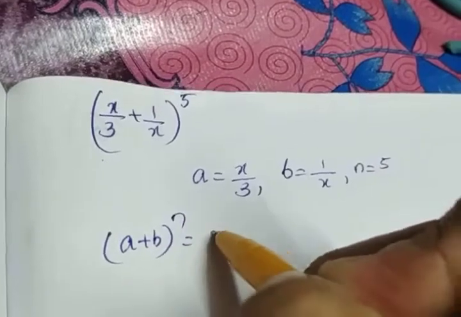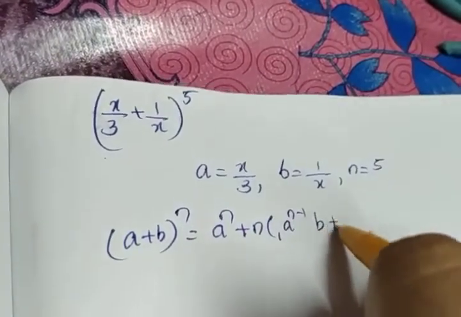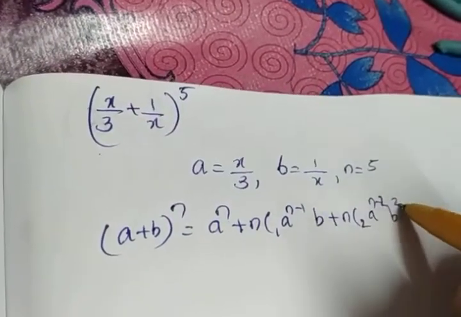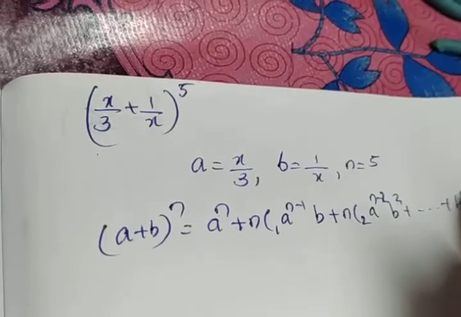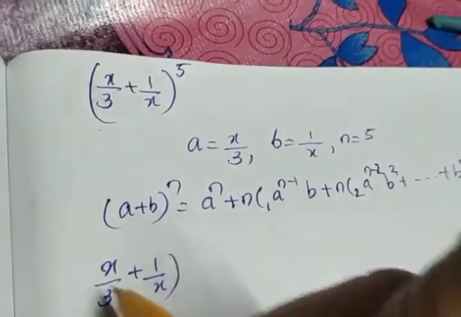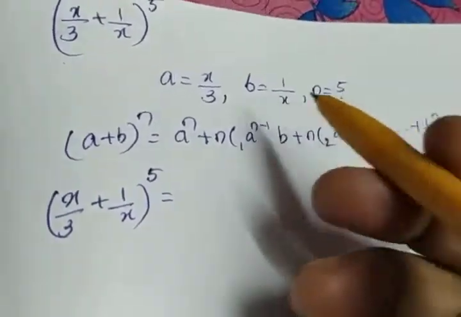What's the formula? a raised to n plus nC1 into a raised to n minus 1 into b plus nC2 into a raised to n minus 2 into b squared plus etc., plus b raised to n. So we will apply the same formula here for the question (x/3 + 1/x) the whole raised to 5. Since the value of n is 5, there are 6 terms.